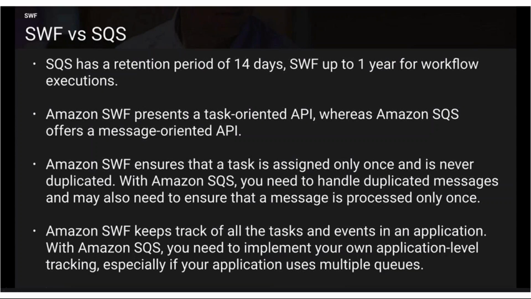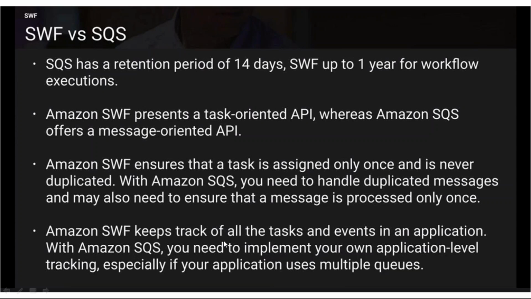I just get a message saying these things have to be processed. HWF ensures that the task is assigned only once and is never duplicated. In HWF there is no way duplication happens, but in SQS we need to handle it, because it depends upon the message visibility timeout. If it expires and the message was not processed, the same message will be delivered again, and my code has to be such that even if the message is delivered a second time, it should not create any duplicates. And Amazon HWF keeps track of all the tasks and events in an application.